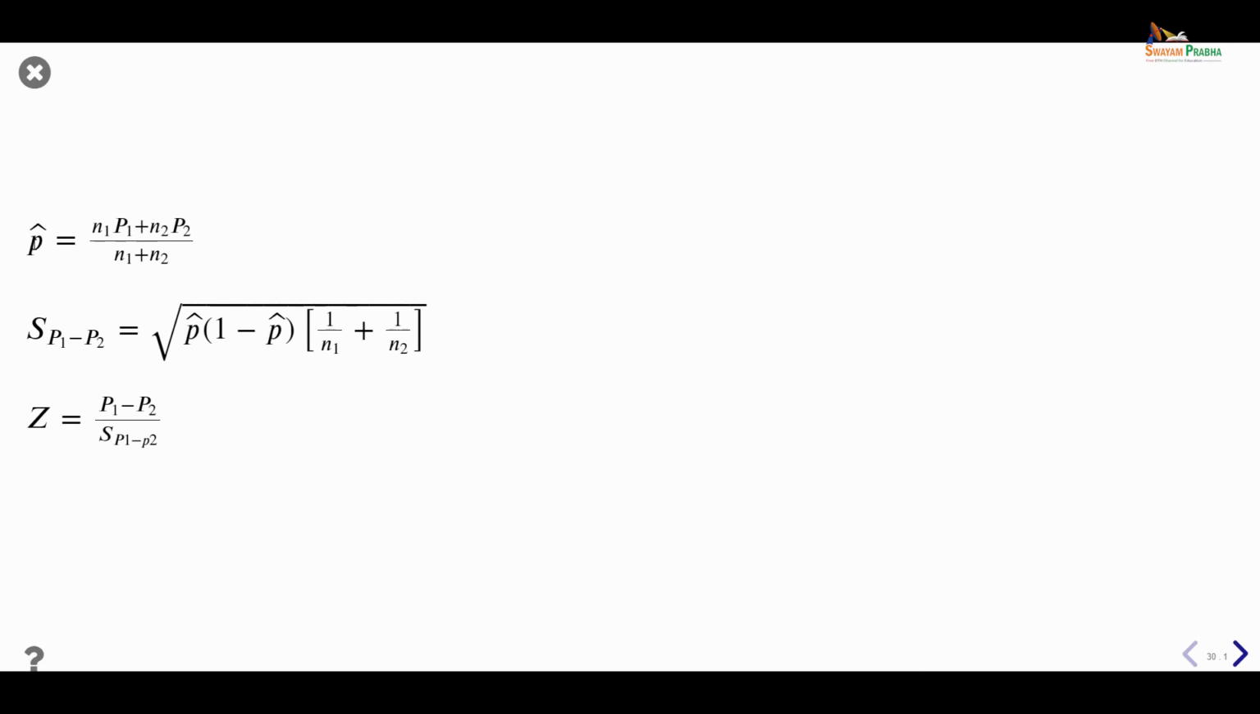To compute p hat, which is a pooled estimate, you have the formula n1 p1 plus n2 p2 divided by n1 plus n2. n1 and n2 are the number of records under each of these categories, and p1 and p2 are the corresponding proportions. So the standard error is given by this formula. Once we've computed our standard error, we can compute our z statistic.